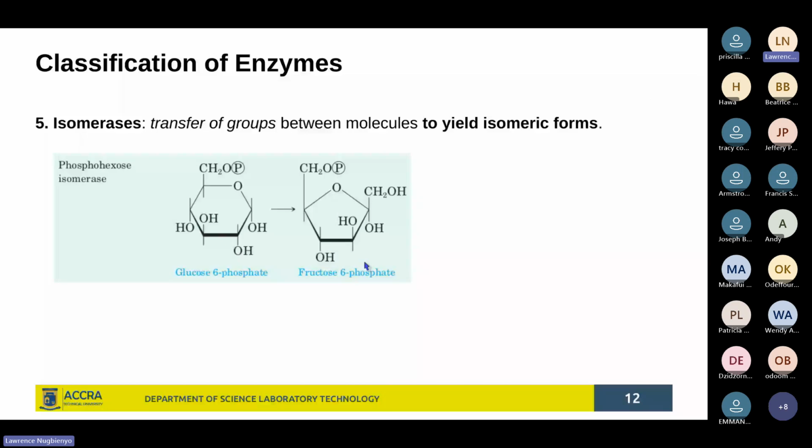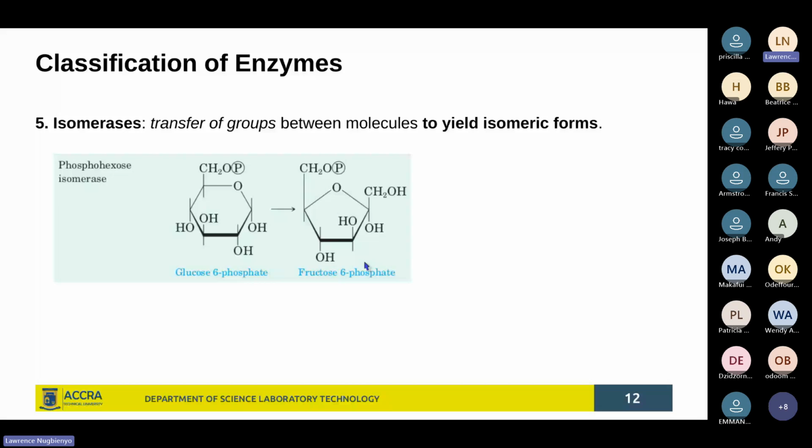Then we saw isomerases. And isomerases, as the name suggests, they catalyze isomerization reactions. That is the change in structure of molecules that are isomers of each other. So they will have the same molecular mass, but just that they have different structures. That process is a process of isomerization, and so you have the enzymes classified as isomerases.